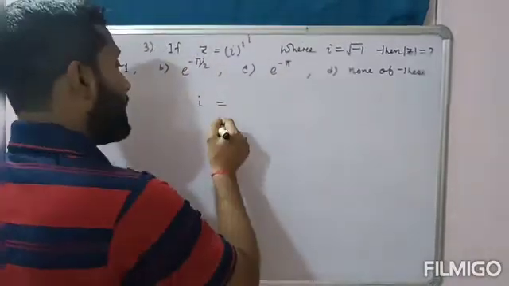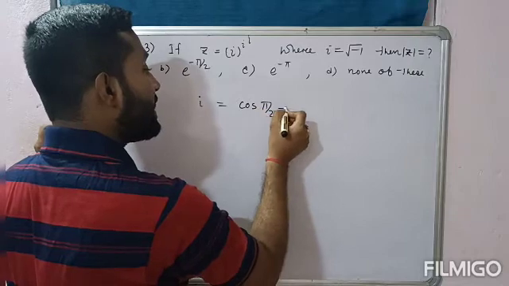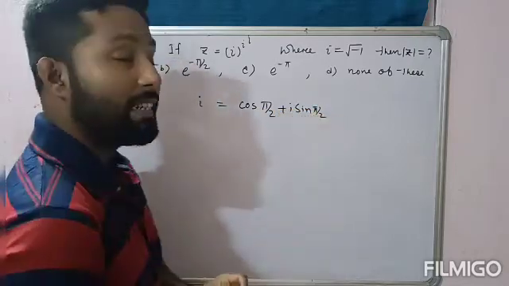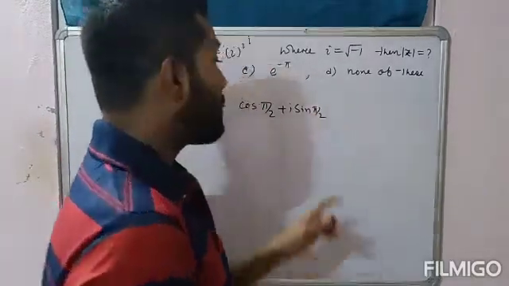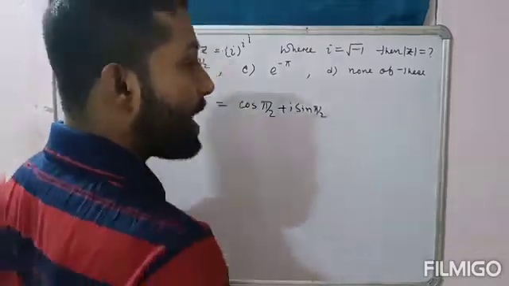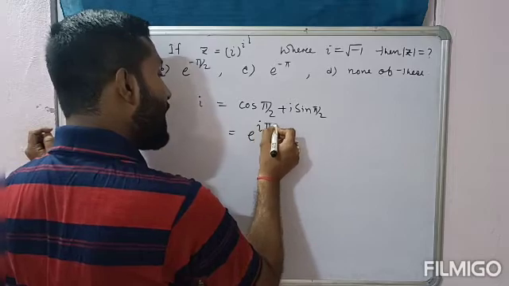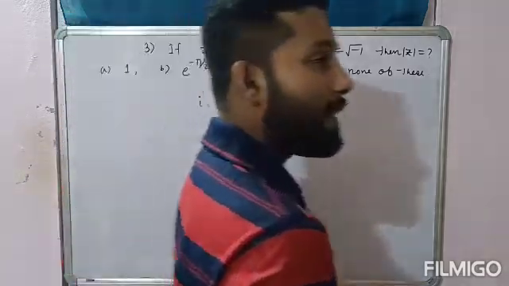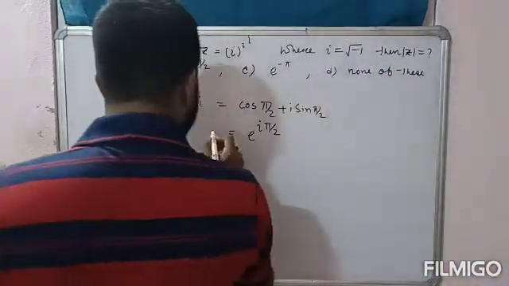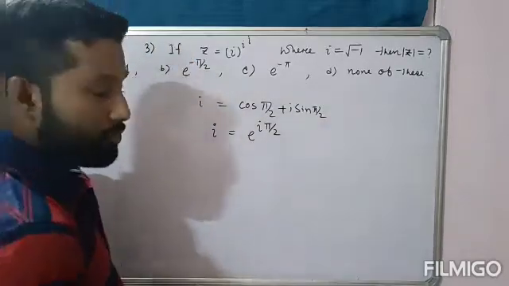So i can be written as cos 90 plus i sin 90, because the value of cos 90 is 0, whereas the value of sin 90 is 1. So cos 90 plus i sin 90 is equal to i. So this is equal to, we can write, e to the power i pi by 2, because here theta is pi by 2. Look, this is Euler form only. The value of i we can write in Euler form is e to the power i pi by 2.